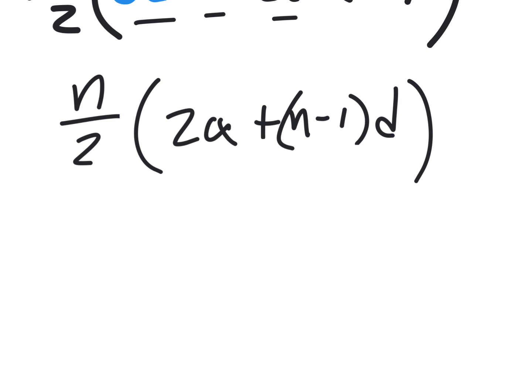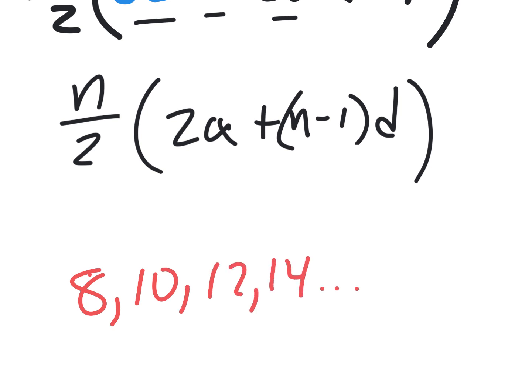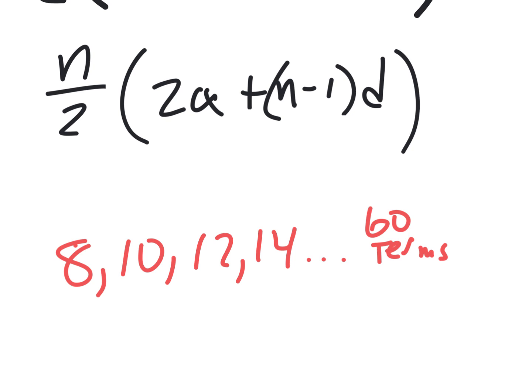Now let me just show you, it also works for weirder situations. We start with 8, and we skip every other number: 8, 10, 12, 14, and so on. And we do that for 60 numbers, 60 terms. Use the formula I just gave you and figure out what it adds up to.